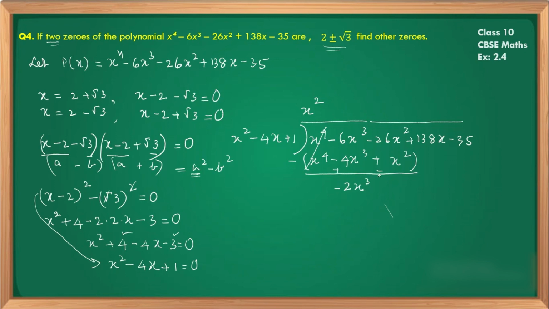Next, write down here, this is minus, this is also minus. When the signs are same, you have to add with that minus sign. Put minus, add them. 26 and 1 gives you 27x squared. Rest you can bring it down as it is, plus 138x minus 35.